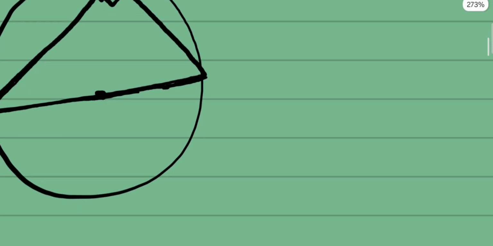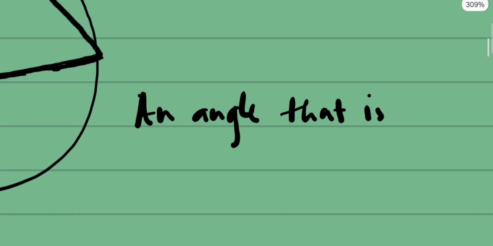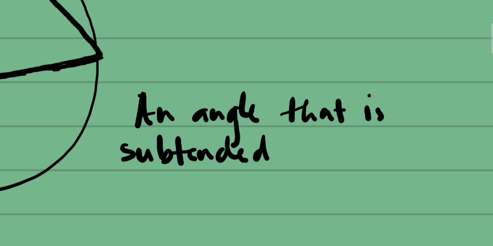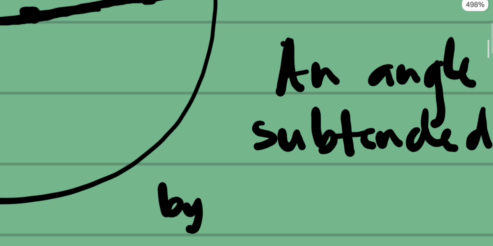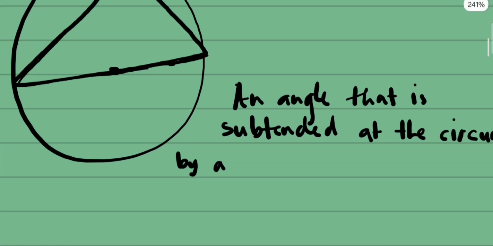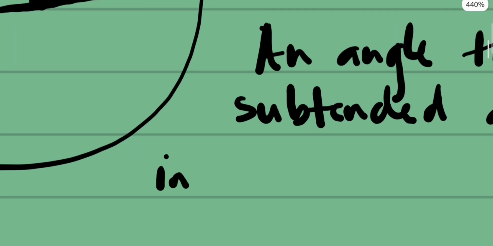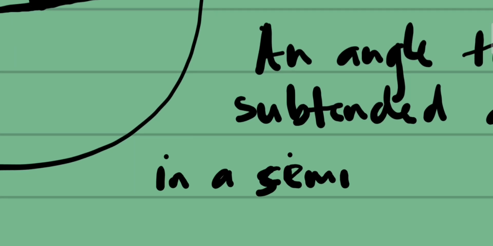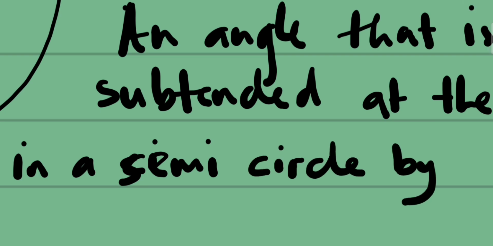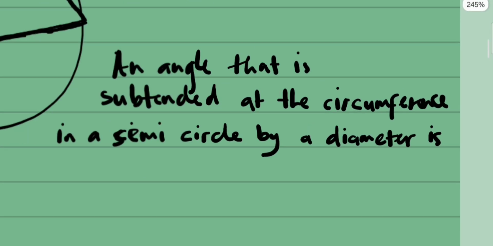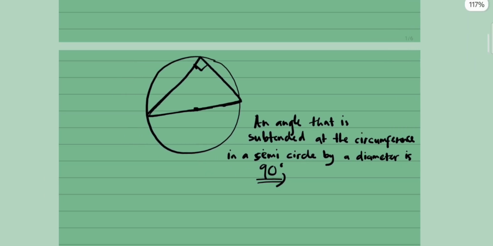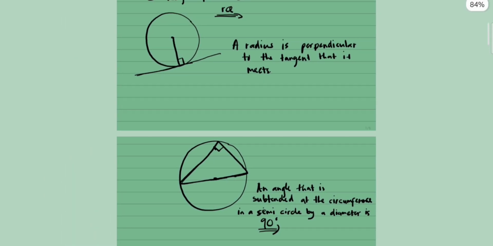So then we write an angle that is subtended at the circumference, in a semicircle, by a diameter is 90 degrees. You will get questions asking you to state this, but this will come as part of questions where you need to record this, that the radius meets the tangent at 90 degrees.